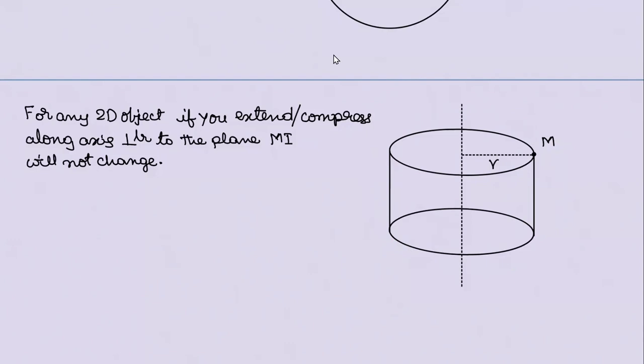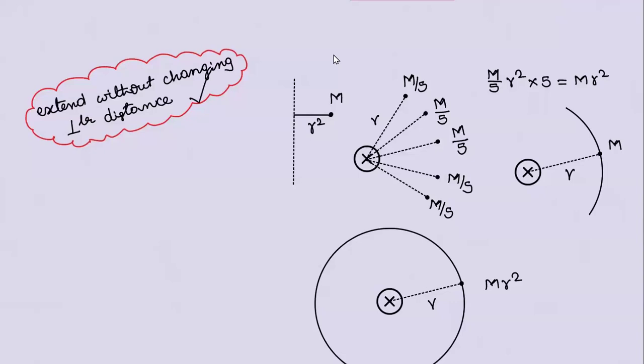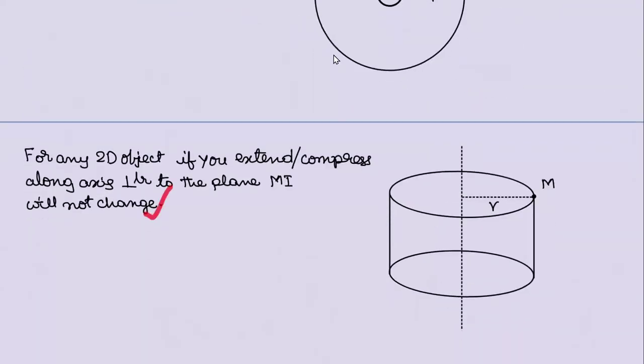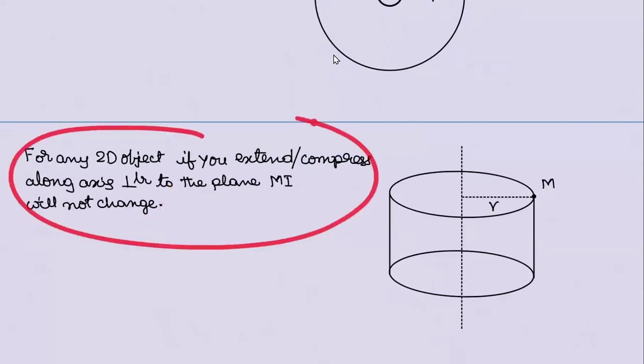That is, extend without changing perpendicular distance. This is applicable in any case, anywhere. Forget about two dimension, any case, anywhere. But the second statement is a byproduct of the previous one. It is applicable only for 2D objects.